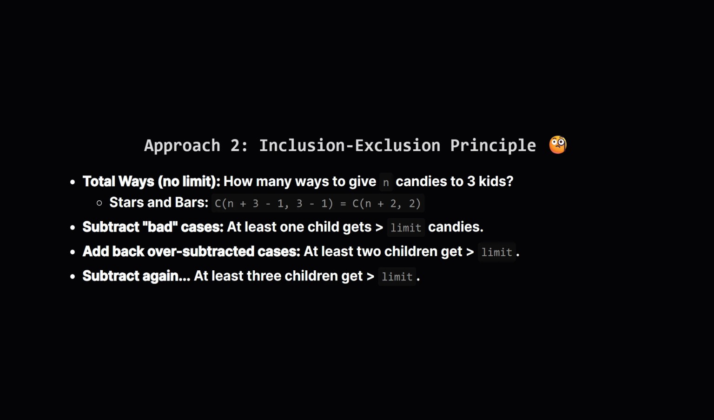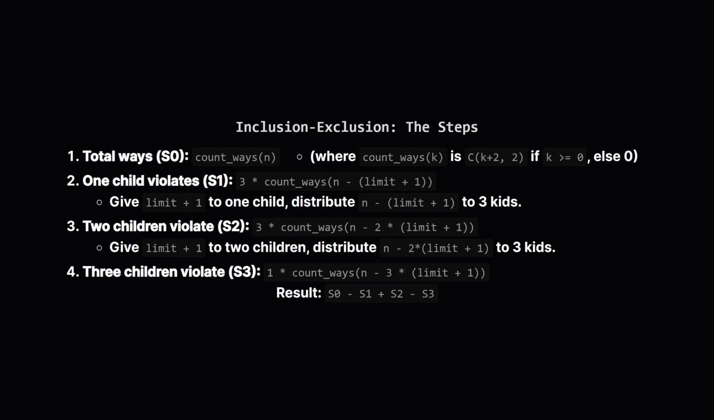But wait, if we subtract cases where child 1 is over limit, and then subtract cases where child 2 is over limit, we might have subtracted the cases where both child 1 and child 2 are over limit twice. So we need to add those back. Then we might have overadded cases where all 3 are over limit, so we subtract those. It's a bit of a dance. Let's break down the inclusion-exclusion steps.